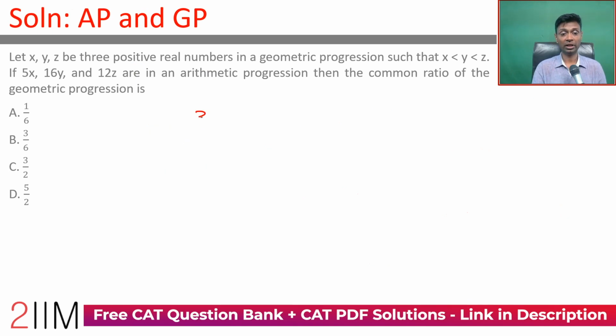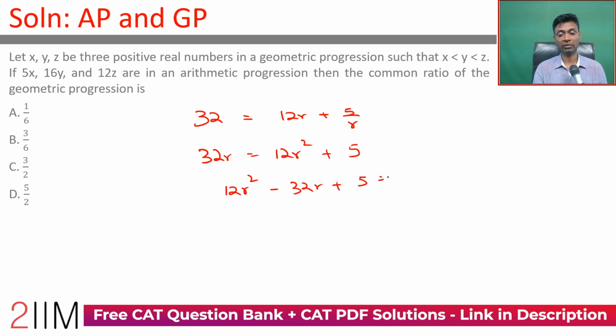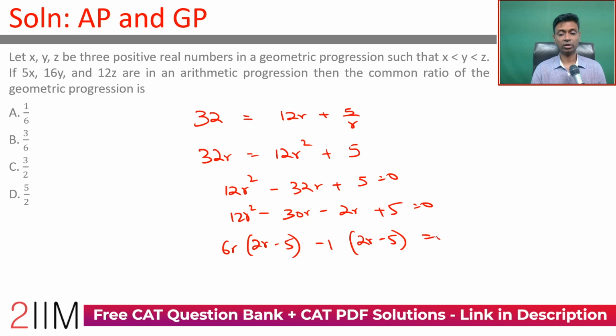Cancelling y, we'll get 32 equals 12r plus 5 by r. Multiply by r, 32r equals 12r square plus 5. 12r square minus 32r plus 5 equal to 0. 12r square minus 30r minus 2r plus 5 equal to 0. 6r into 2r minus 5 minus 1 into 2r minus 5 is 0. 6r minus 1 into 2r minus 5 equals 0. R is either 1 by 6 or 5 by 2.